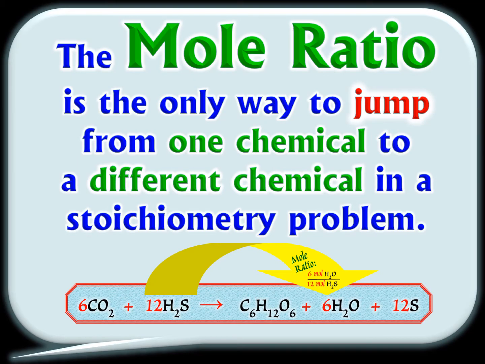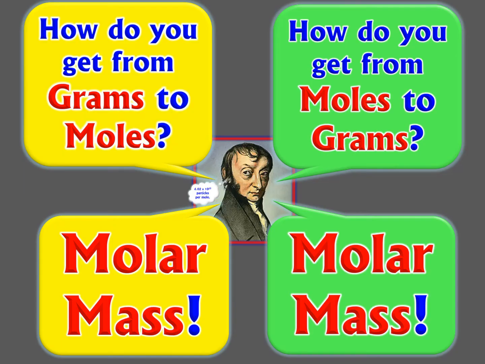Remember, the mole ratio is the only way to jump from one chemical to another in a stoichiometry problem. It's moles over moles. The one you're starting with goes on the bottom. The one you're jumping to goes on the top. Remember that the molar mass is how we get from grams to moles or moles back to grams. We're going to use that tool in both ways in our final problems, which are the hard kind, the difficult stoichiometry problems.